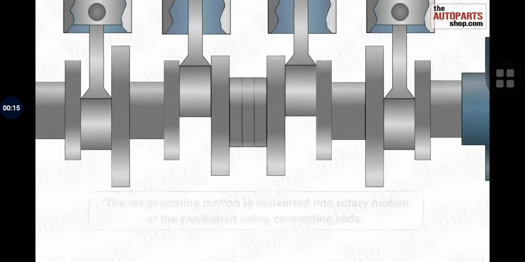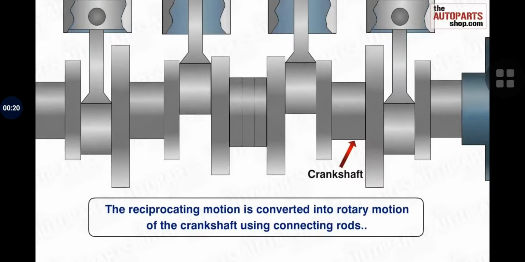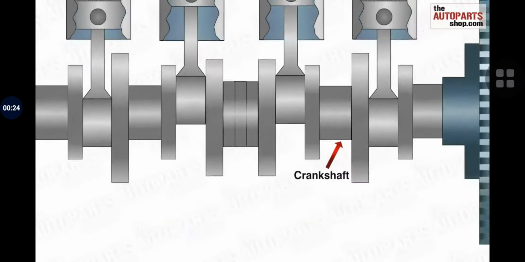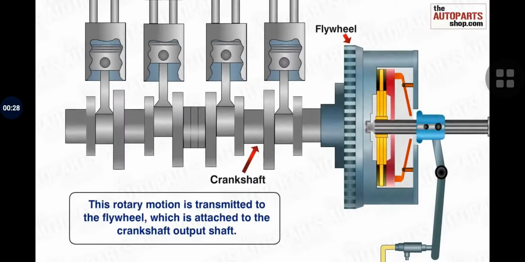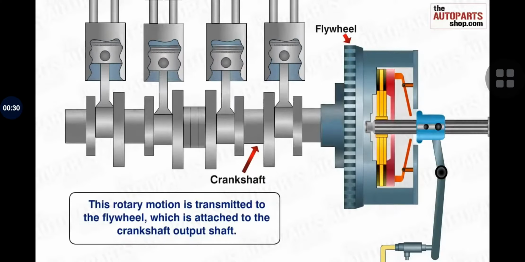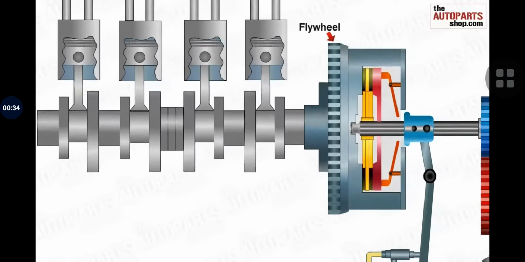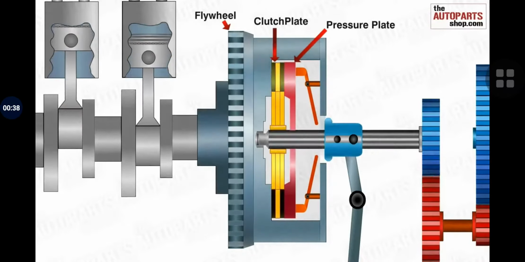So the piston will be pushed down by the power. The power is transmitted by the connecting rod and transferred to the crankshaft. Here the reciprocating motion is converted into rotary motion. This crankshaft is connected with the flywheel.